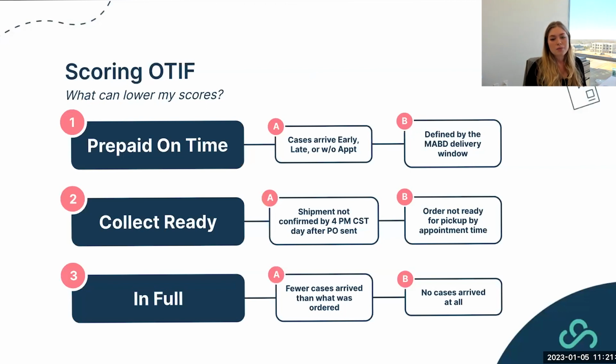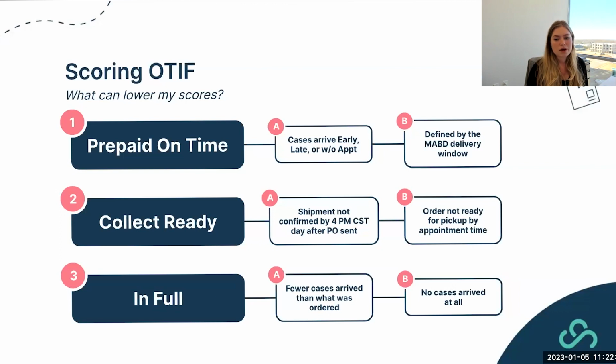So collect ready, how your scores can be lowered for that is if your shipment is not confirmed. So if you don't confirm your shipment by 4 p.m. Central, the day after the PO sent, then the order is not going to be ready for pickup by the appointment time. There's a whole lot of issues that will come from that. We've even seen where Walmart will send the order on like a holiday or on the weekend. And so if your team is not working and they don't confirm it, then that's where you might be impacted by collect ready. And we've seen that fairly often.